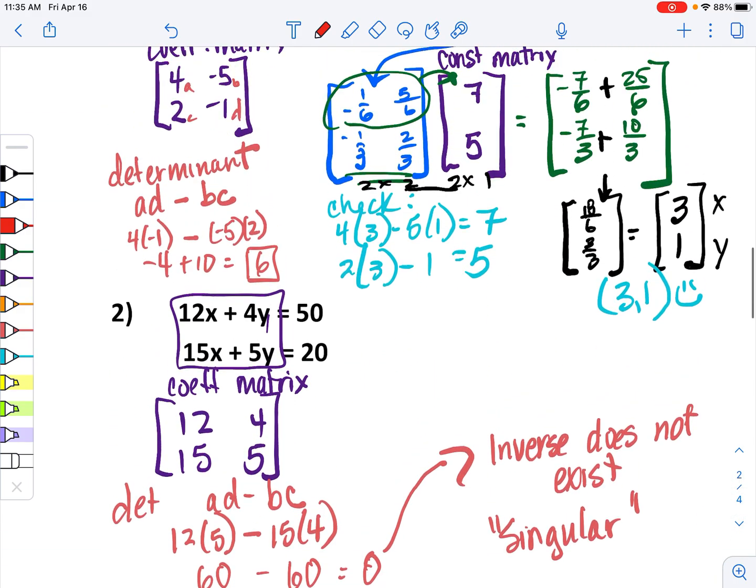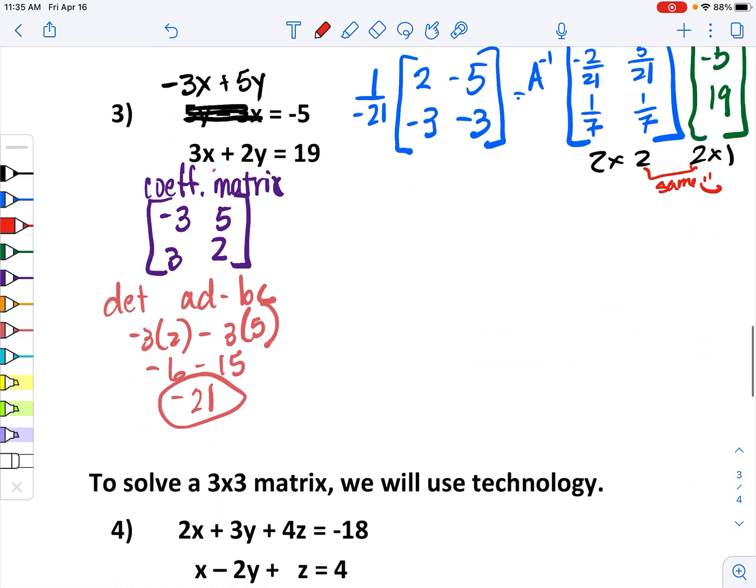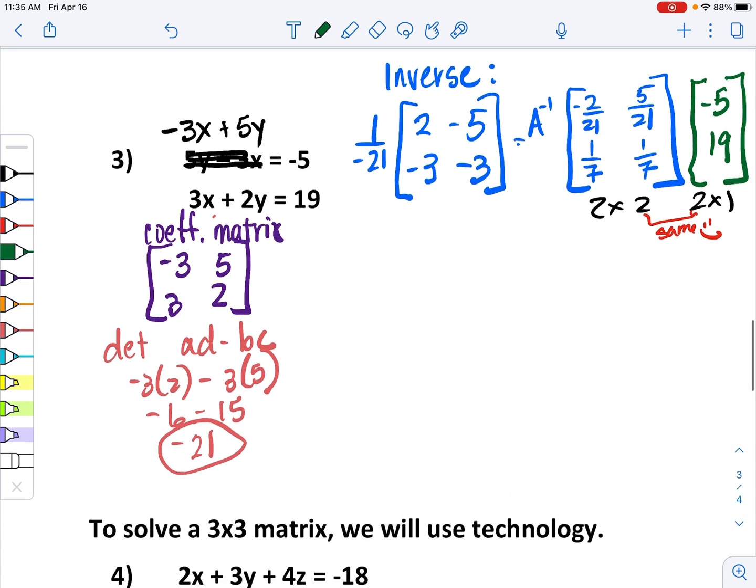So if I take the row times the column, negative 2 over 21 times negative 5 is a positive 10 over 21. 5 over 21 times 19, 5 times 19 is 95 over 21. Okay, then I'm going to take 1/7. 1/7 times negative 5 is negative 5/7. And 1/7 times 19 is 19/7.